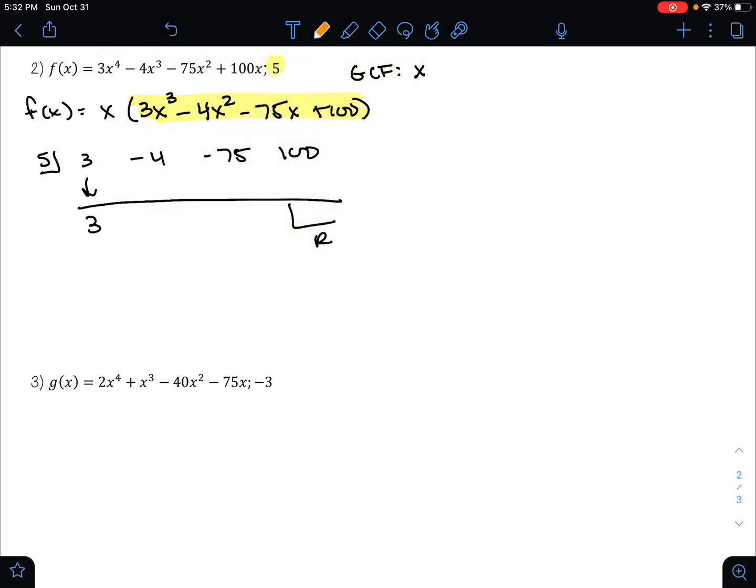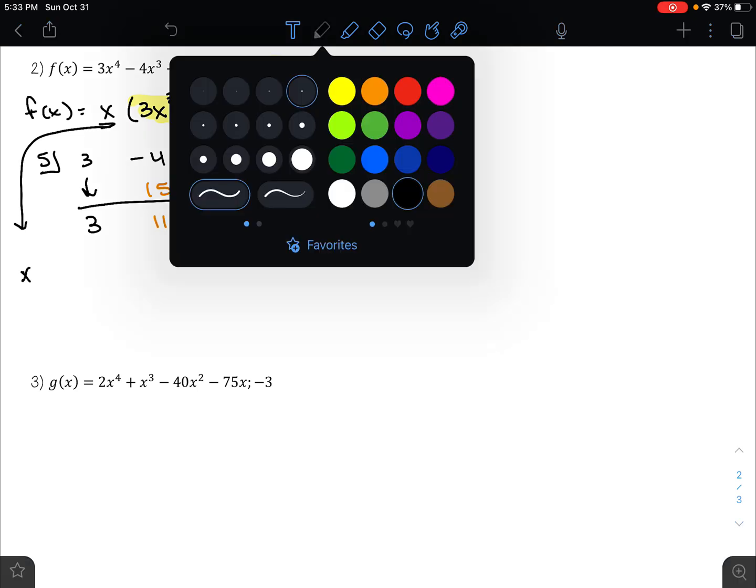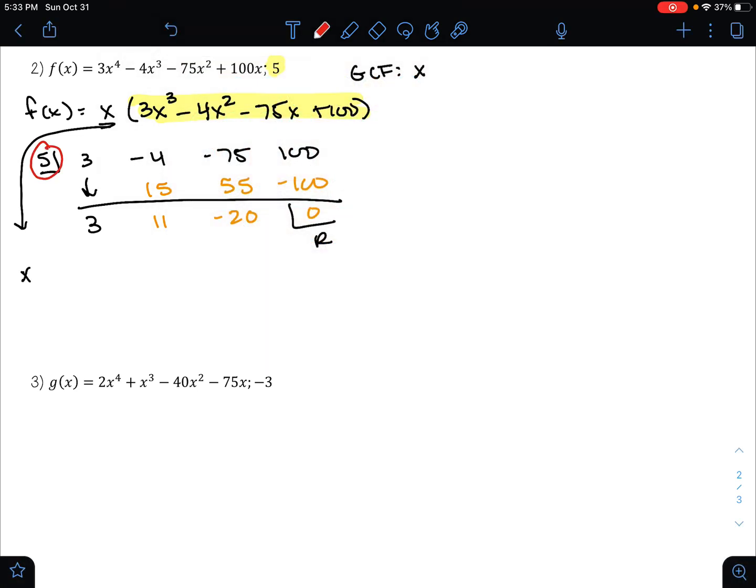5 times 3 is 15. Negative 4 plus 15 is 11. 5 times 11 is 55. Negative 75 plus 55 is negative 20. And 5 times negative 20 is negative 100. 100 minus 100 is 0. So right now my factors are x from my GCF. And then if 5 is a 0, then x minus 5 is a factor.